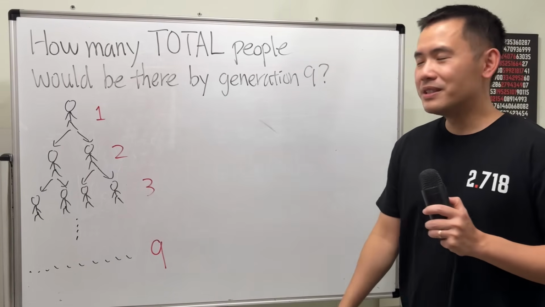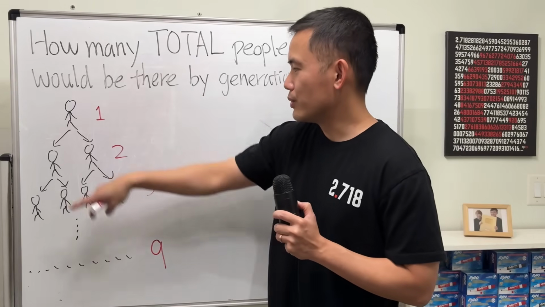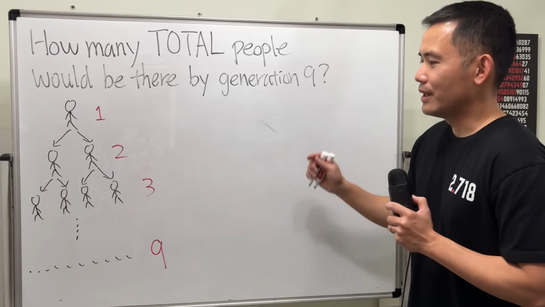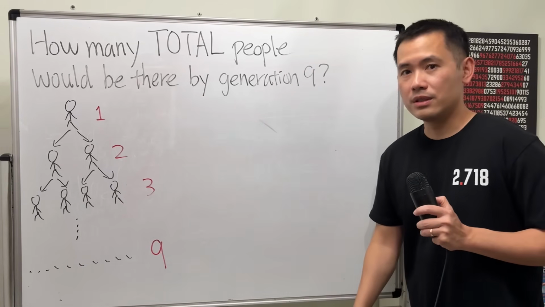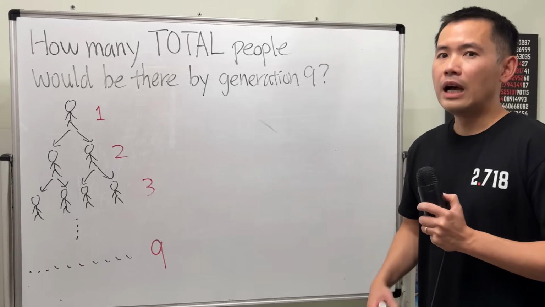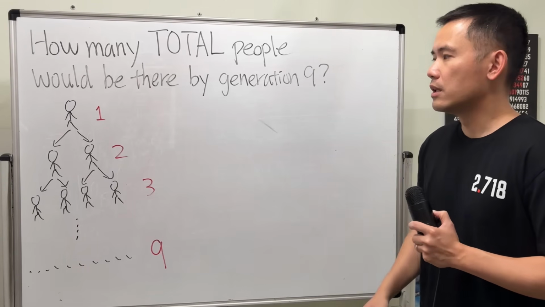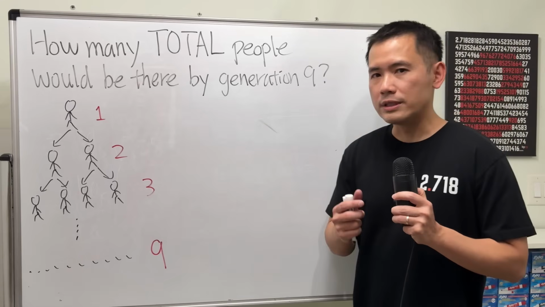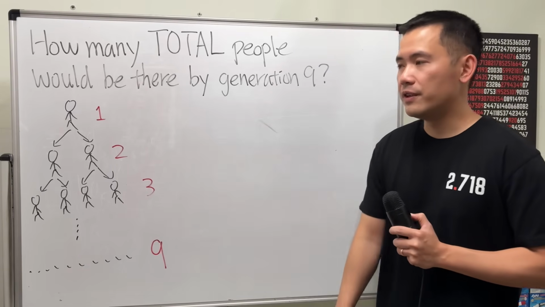Okay, so notice that each person will produce 2. And we have that pattern. So we are dealing with a power of 2. And assuming this is the first time we are seeing it, I would like to show you how you can figure it out. And to do so, you want to start with some small numbers and try to see if you can figure out a pattern.